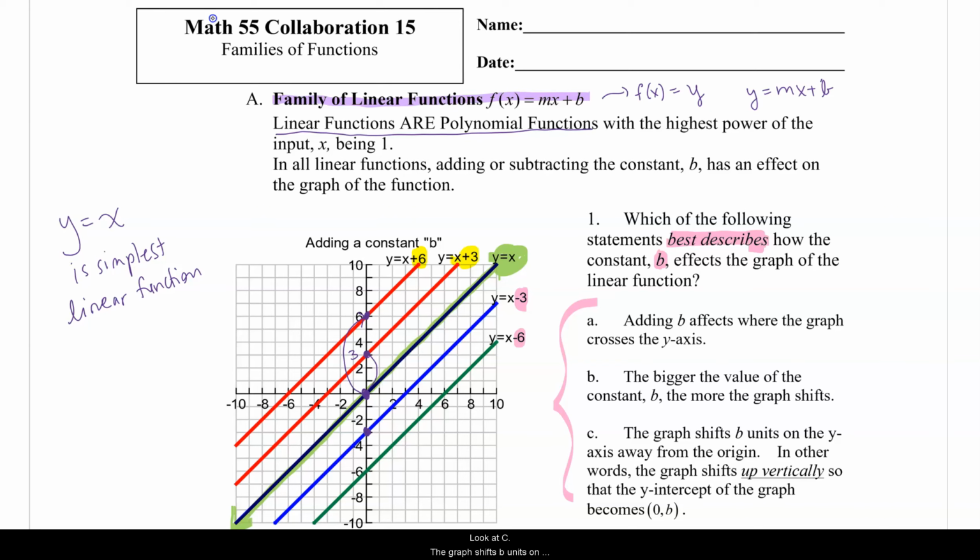Look at C. The graph shifts b units on the y-axis away from the origin. In other words, the graph shifts up vertically so that the y-intercept of the graph becomes (0, b). This is our best description of how the constant b affects the graph. Adding to a function is a vertical shift up or down.